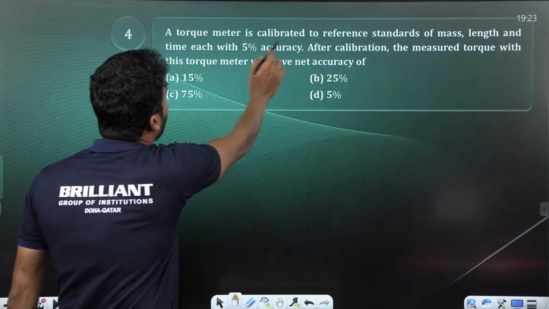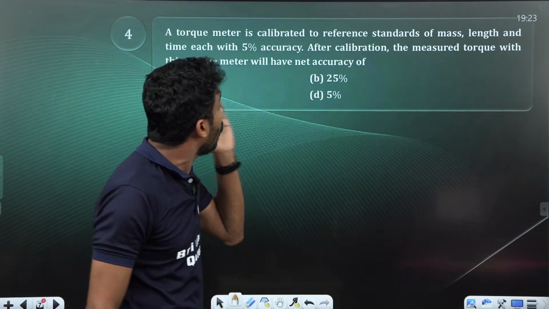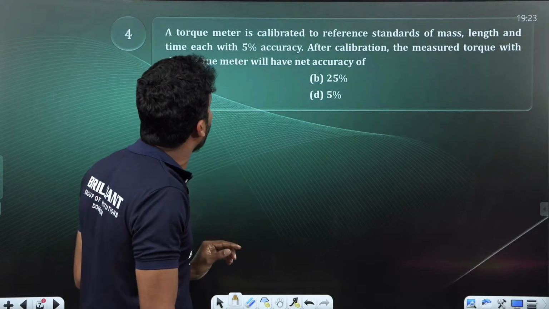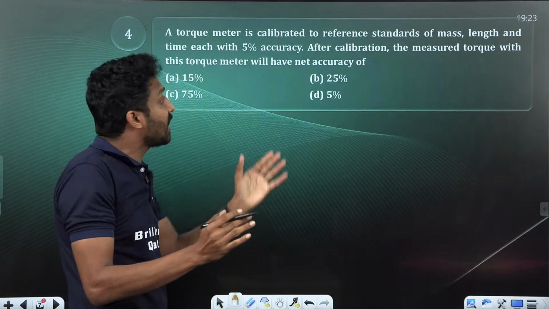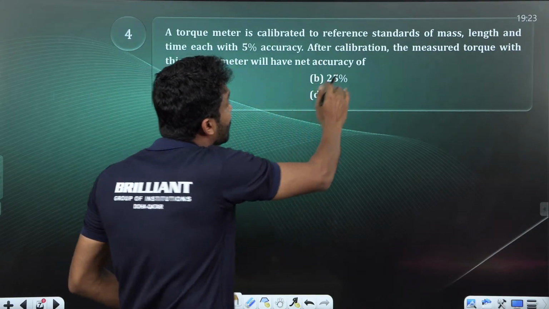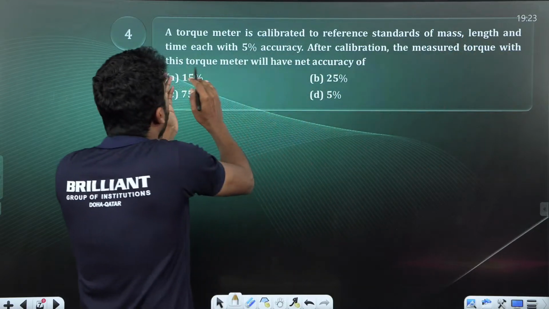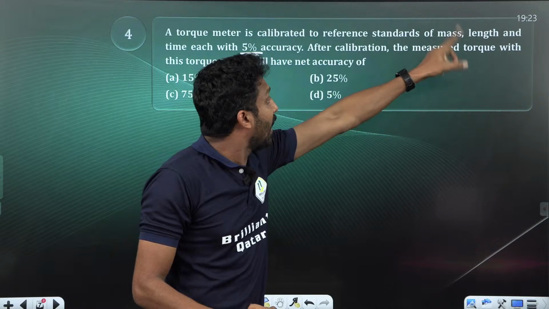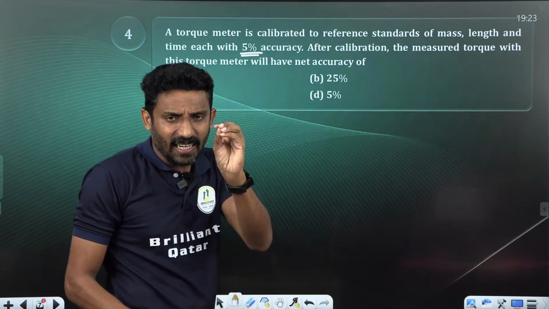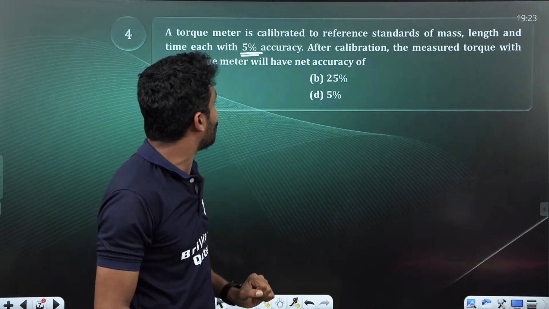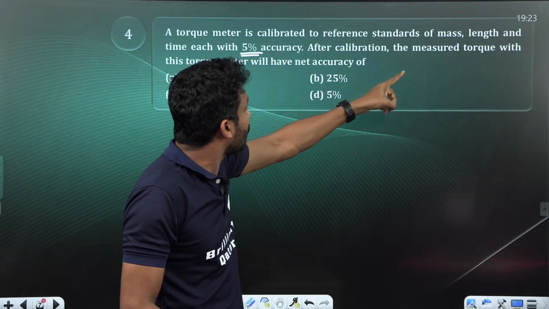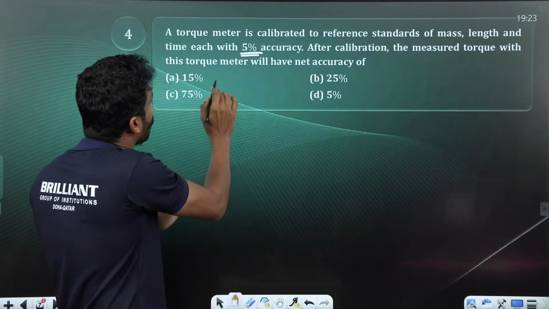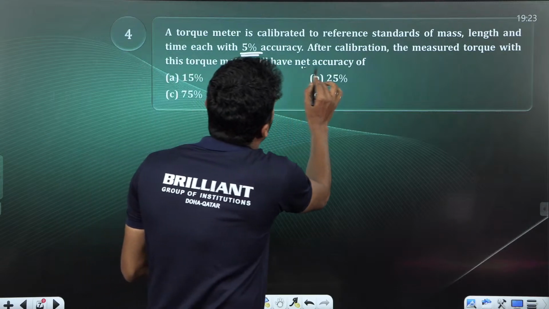A torque meter is calibrated to reference standards of mass, length, and time, each with 5% accuracy. This means mass, length, and time each have an error possibility of 5%. Understood? Then after the calibration, the measured torque meter will have a net accuracy of what?